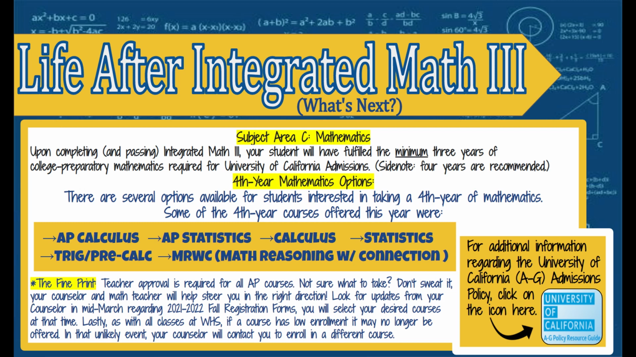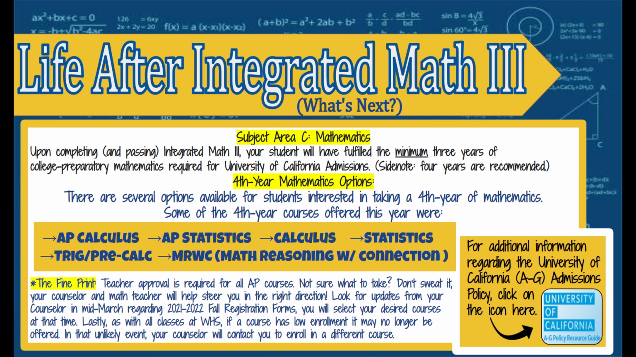Another question we were anticipating is, what happens after Integrated Math 3? After your student passes our class, they will have fulfilled the minimum 3-year math requirement for University of California admissions. So it fulfills that C in the A through G requirements. Just so you know, 4 years are recommended, especially if your student plans to go to a 4-year college or university. Some of the options that we had available for students this year were AP Calculus, AP Stats, Calculus, Statistics, Trig, Pre-Calc, and then MRWC, which is Math Reasoning with Connections.